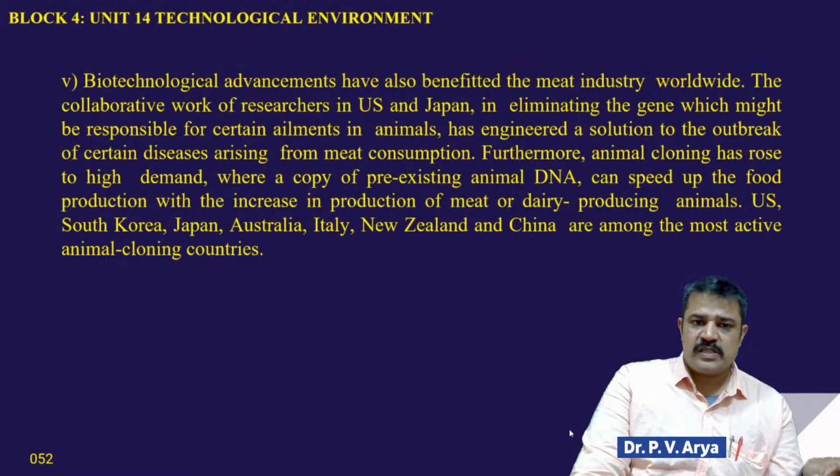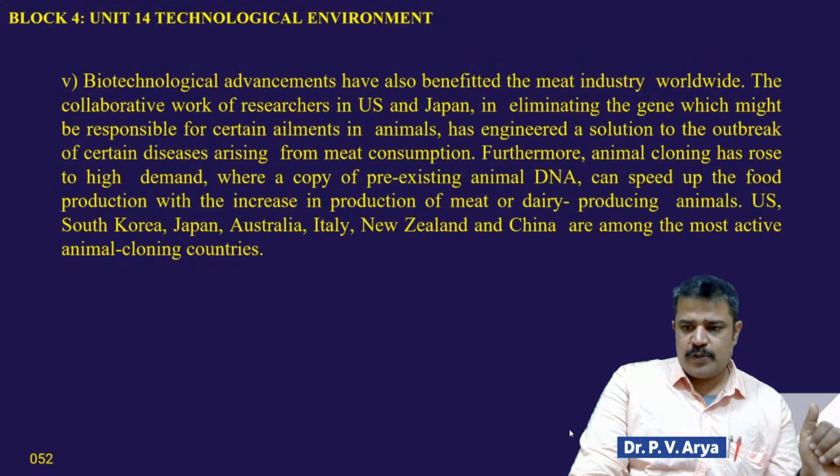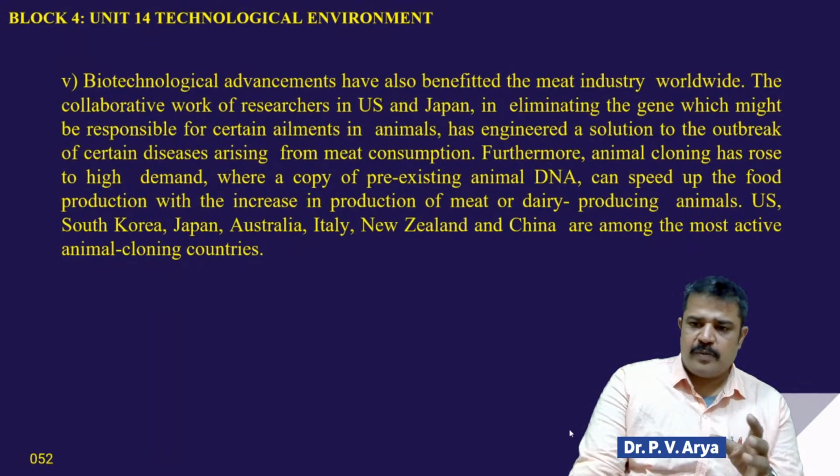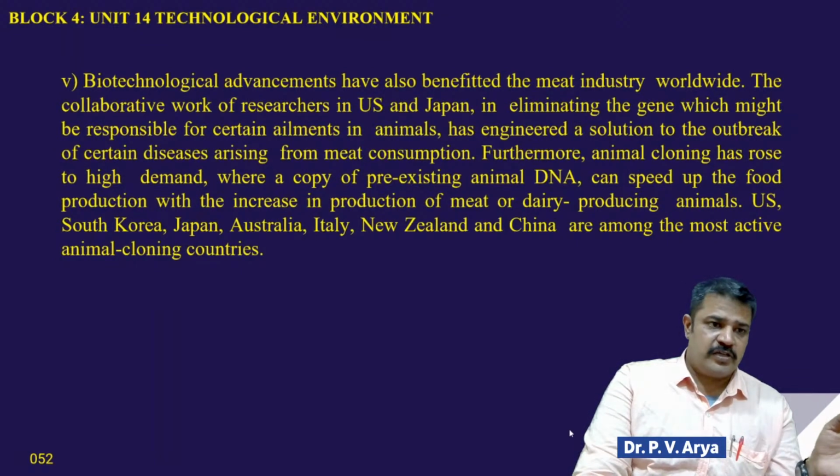The collaborative work of researchers in the US and Japan, eliminating the gene which might be responsible for certain ailments in animals, has engineered a solution to the outbreak of certain diseases arising from meat consumption. Furthermore, animal cloning has risen in demand, where a copy of pre-existing animal DNA can speed up food production with the increase in production of meat or dairy-producing animals. The US, South Korea, Japan, Australia, Italy, New Zealand, and China are the most active animal cloning countries.